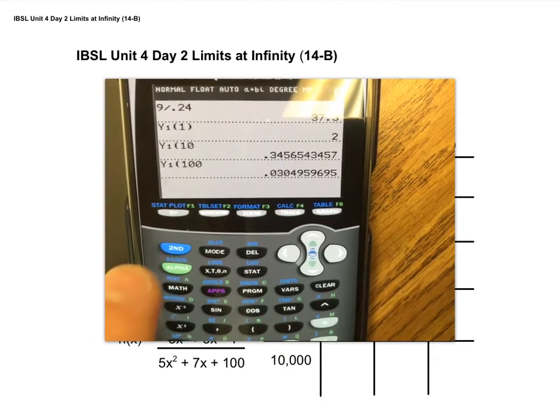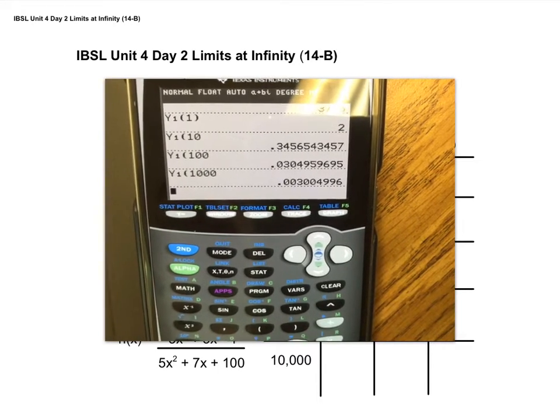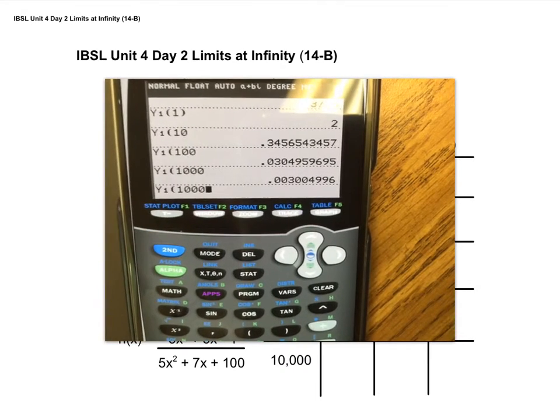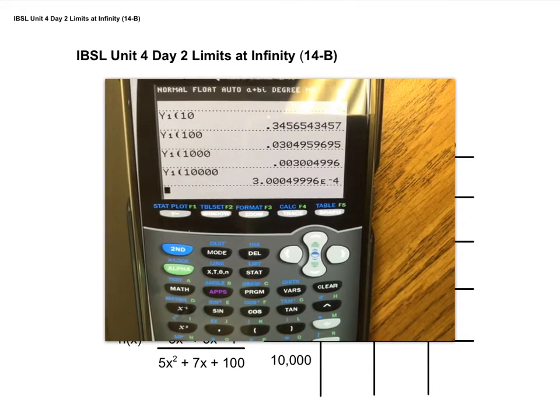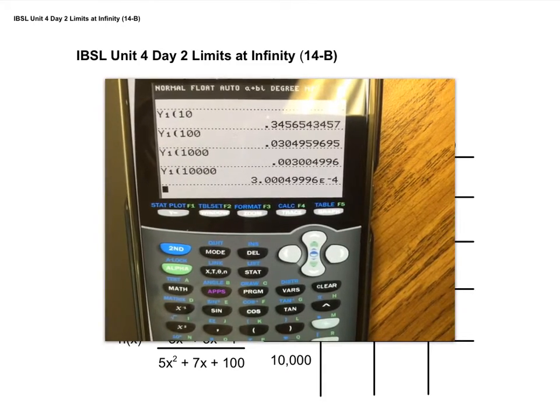Okay. And if I hit second entry again, I can change it to 1,000. I think we went up to 10,000 in the table, right? Yeah. Okay? I'm not sure why. Did you hit second enter? Yeah, second enter will bring up the last thing that you typed in.